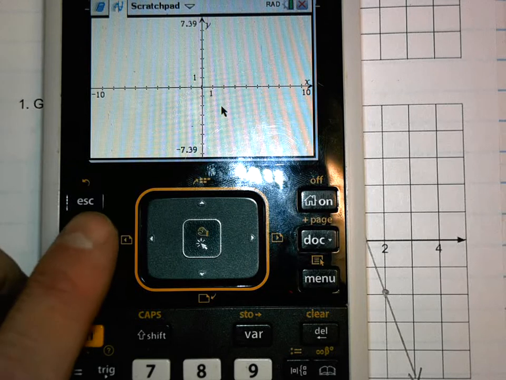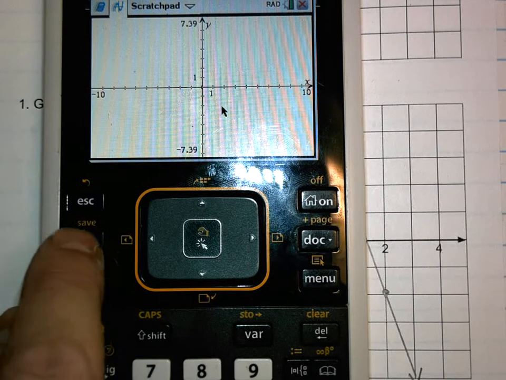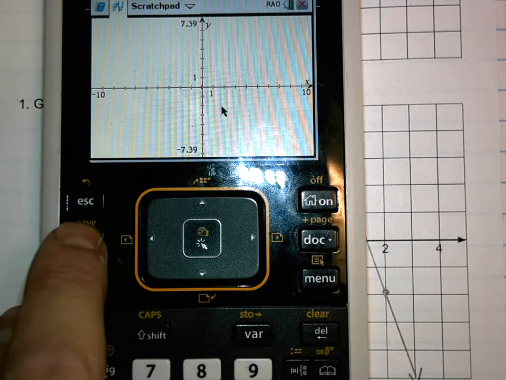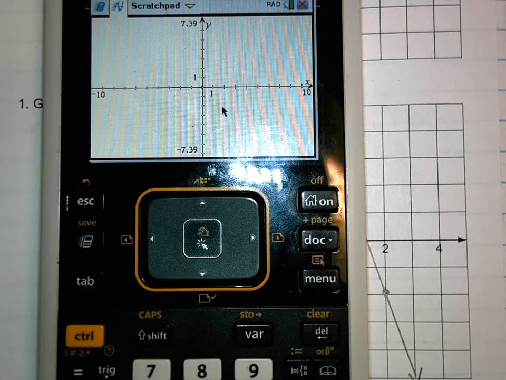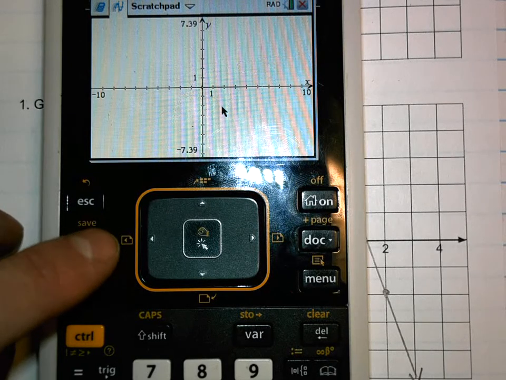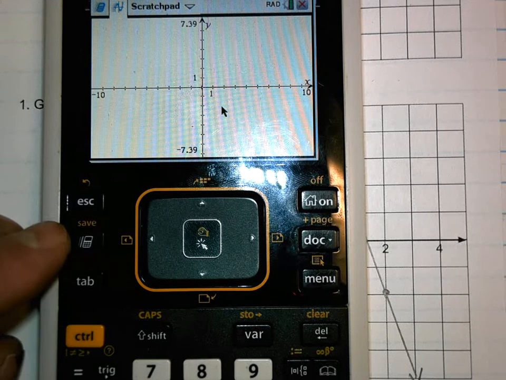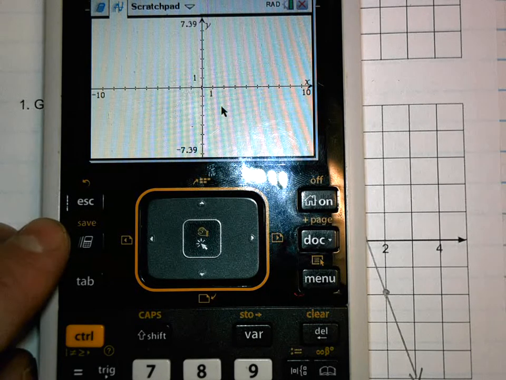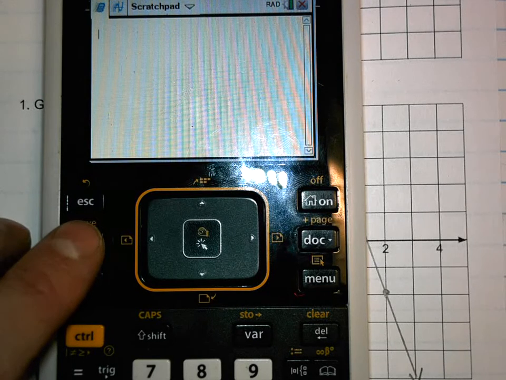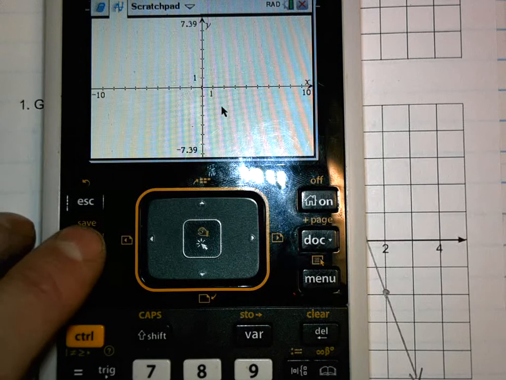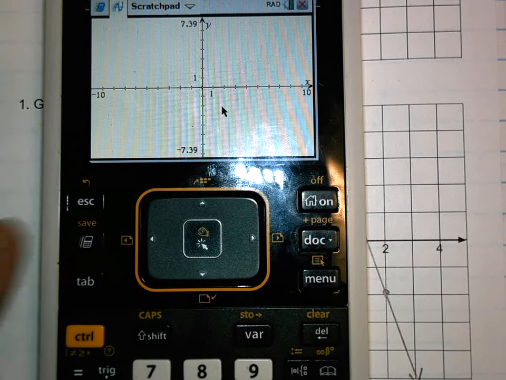This button here that has a little calculator looking thing on the left will actually let you go back and forth between your scratch paper and your graph. The little calculator button, over here on this side, right above the tab. If you press that, it'll take you between your graph and your scratch paper, so you never really have to get out. You just go back and forth. So that makes life a little easier.